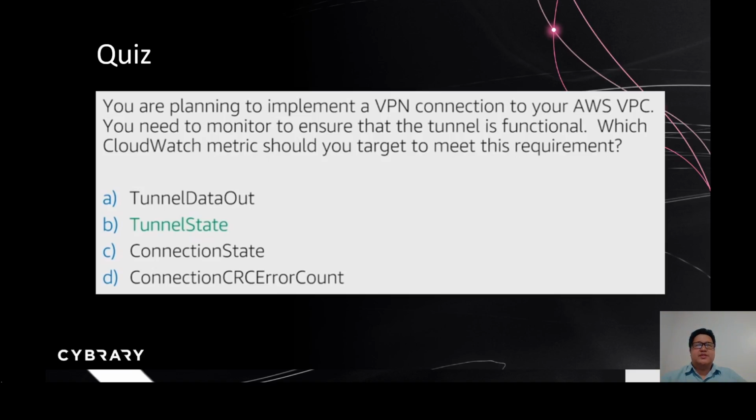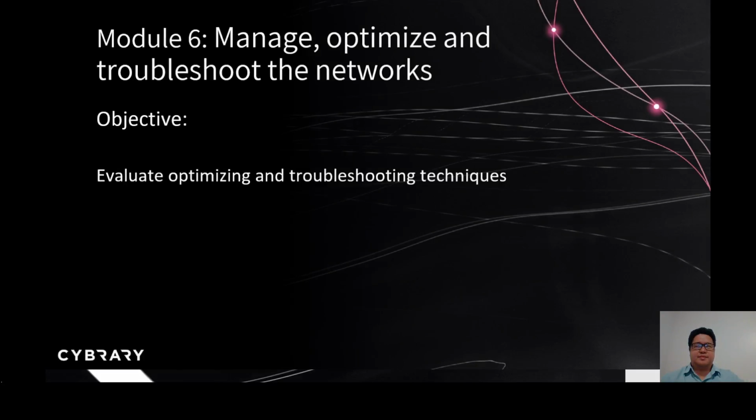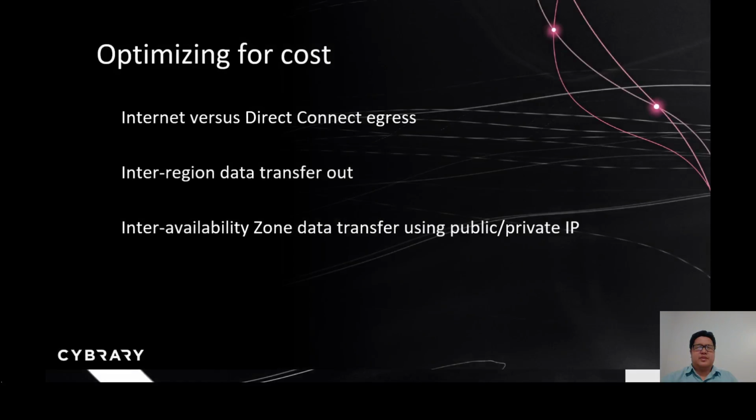Module 6. Manage, optimize, and troubleshoot the networks. Objective. Evaluate optimizing and troubleshooting techniques. Optimizing for cost: internet versus Direct Connect egress, inter-region data transfer out, and inter-availability zone data transfer using public versus private IP. So those are the ways of optimizing your cost.